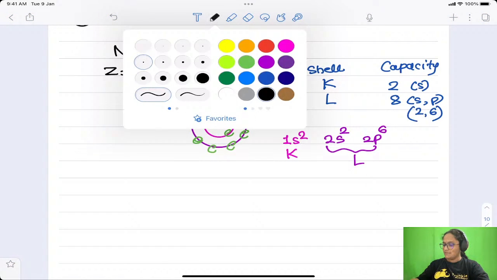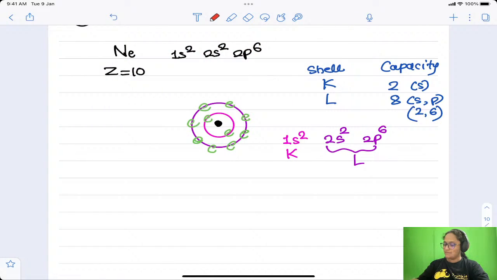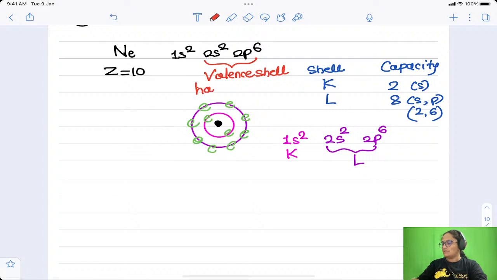Now here you can see, in this case, the last electron, that is the valence shell, is shell number 2. The valence shell has 8 electrons in it, right? That means the octet is completed, right? We have seen about octet and all.